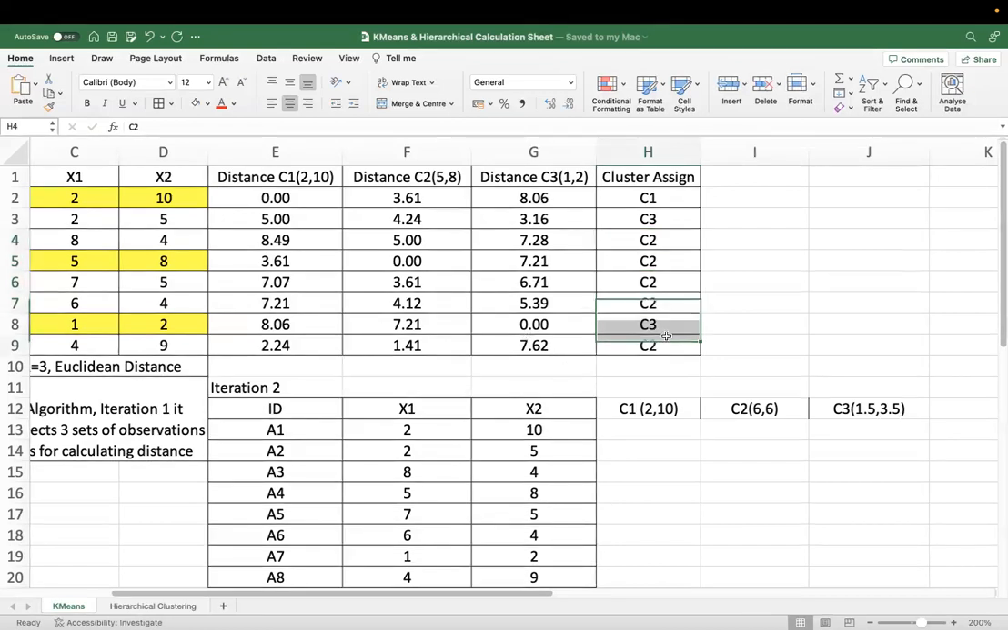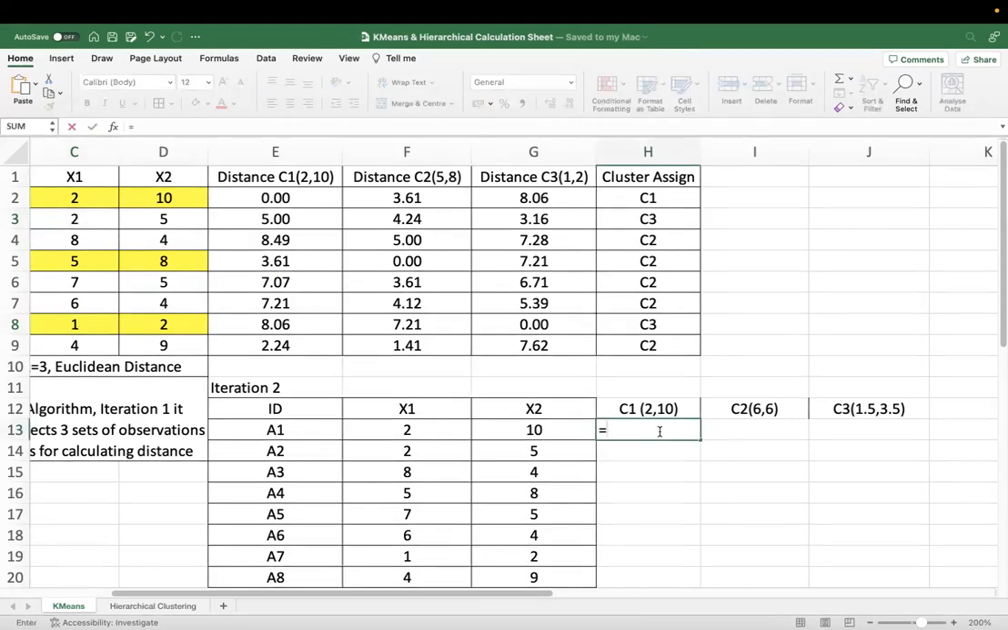See, for C3 we have 2, this and this. 2 and 1. 2 plus 1 divided by 2, 1.5. 3 by 2. This is 5 plus 2, 7, 7 by 2 is 3.5. It is a simple average.